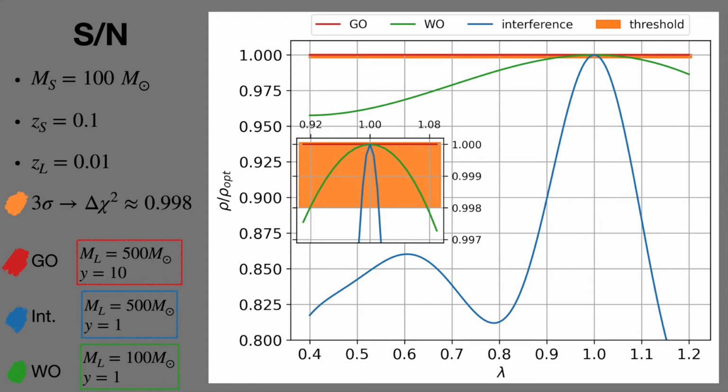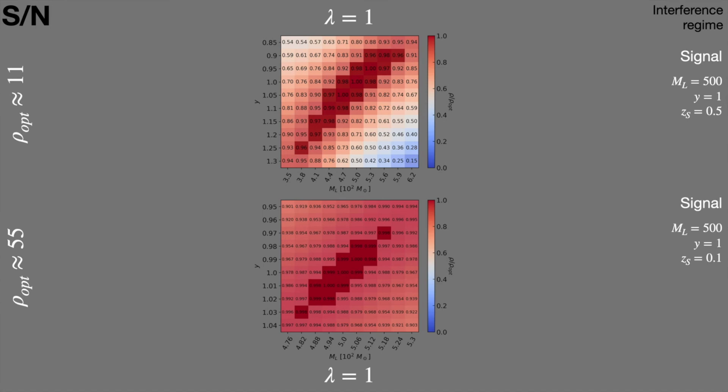This plot, though, does not give a proper estimation of the breaking of the mass shift degeneracy, since we are not considering how the source position and the mass of the lens change with lambda. So for a more detailed analysis, we computed again the normalized signal-to-noise ratio, but in this case in the form of matrices, considering how the source position y and the mass of the lens, m of L, change with lambda.